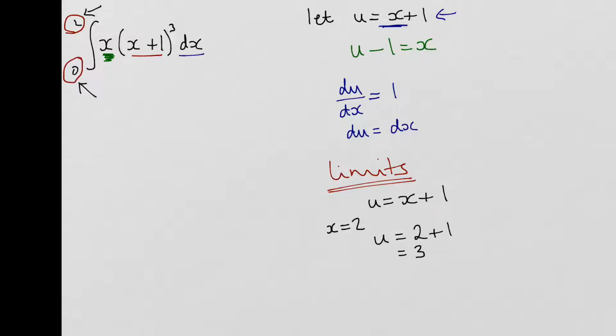Then I've got the lower limit. So the lower limit is when x is equal to 0. So again, using that expression above, that would be u is equal to 0 plus 1, which is just 1.